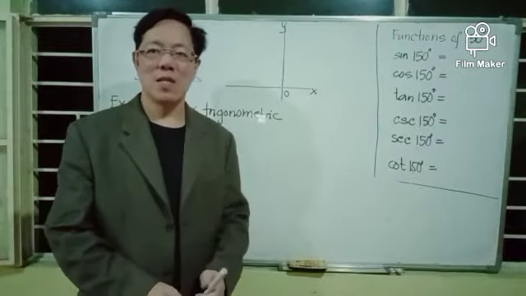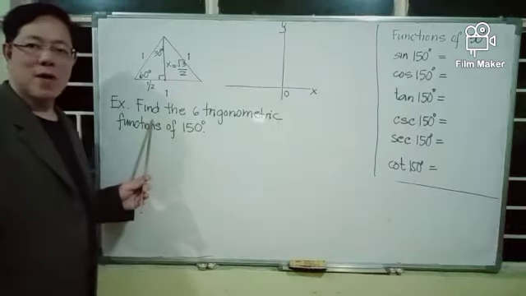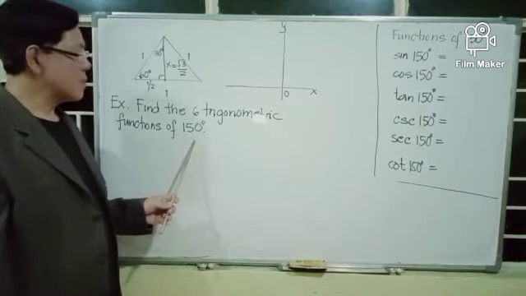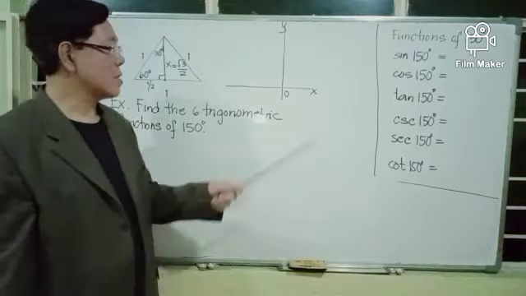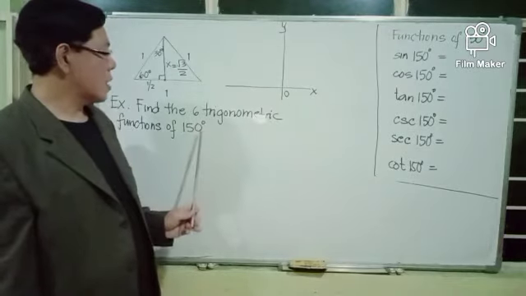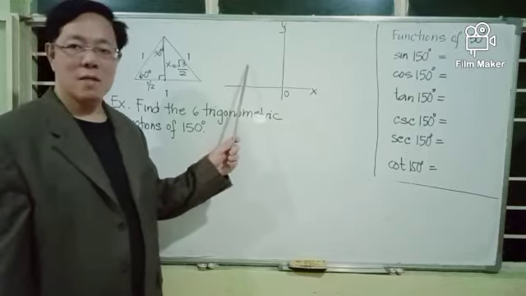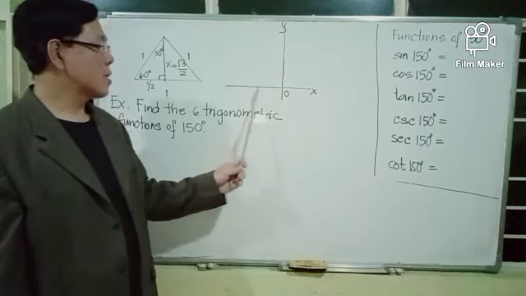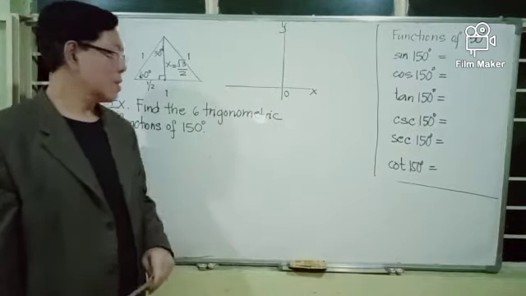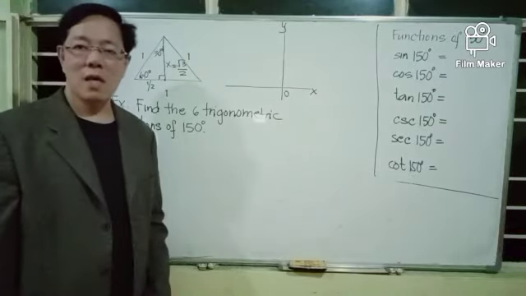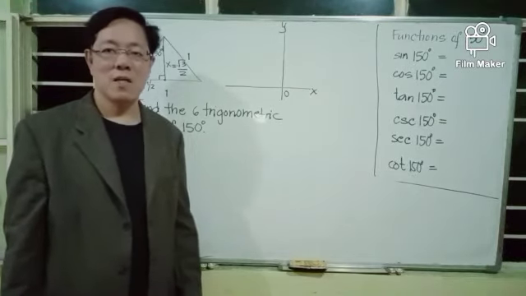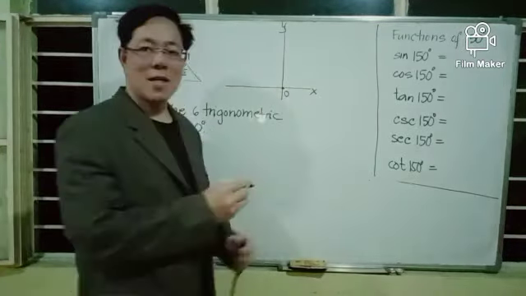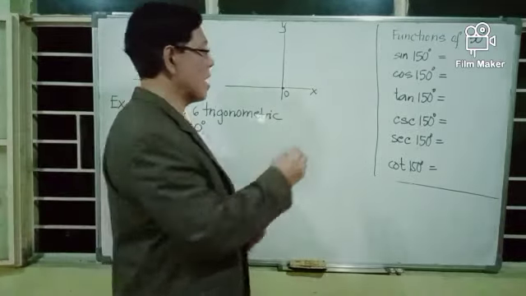For our example, consider the following. Find the 6 trigonometric functions of 150 degrees. 150 degrees is less than 180 degrees, so 150 degrees is an angle in the second quadrant. It is more than 90 degrees, but less than 180 degrees. We draw the given angle 150 degrees in standard position, so its vertex is at the origin and the initial side is on the positive side of the x-axis.